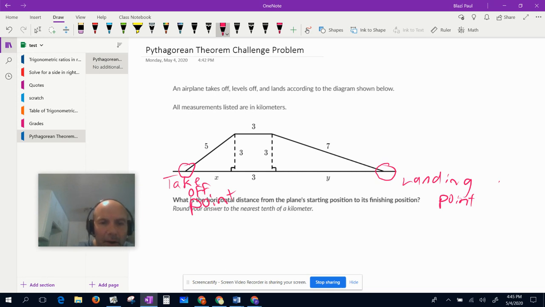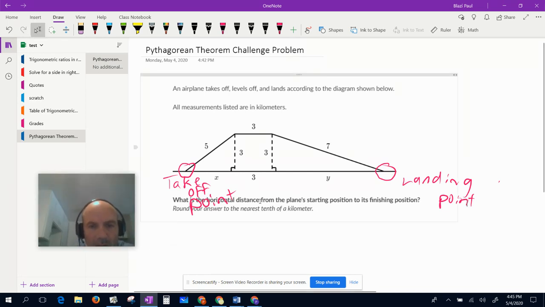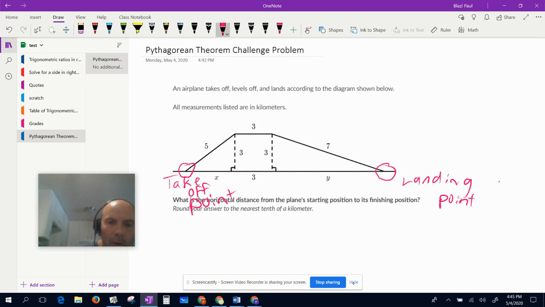Now it asks down here, what is the horizontal distance from the plane's starting location to its finishing position? Round your answer to the nearest tenth. So what do we know? We know that the horizontal distance is the takeoff point to the landing point. So I need from here all the way to here.